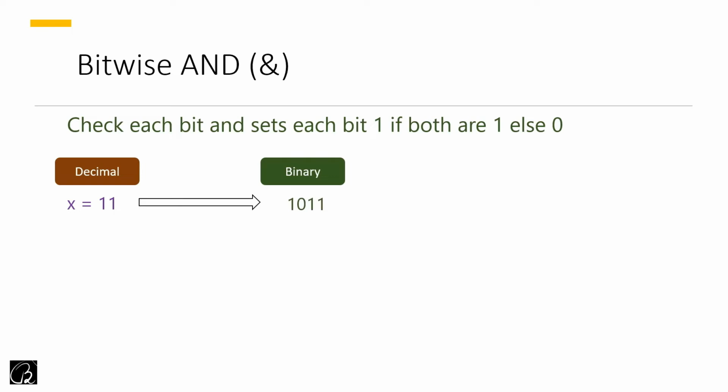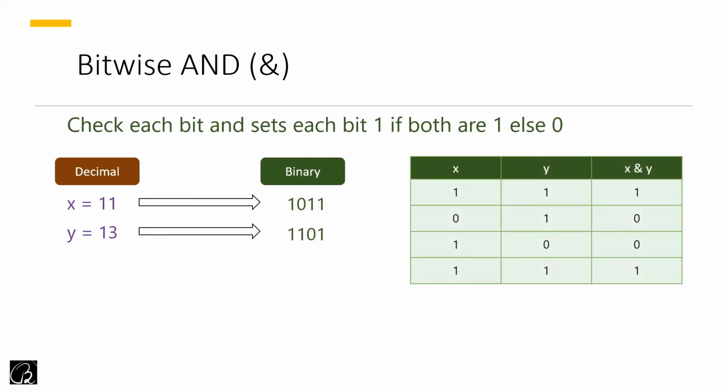Let's take one more number. Let's say that is y, that is 13. If I convert it into binary, we'll be getting 1101. So these all are bits, like 1, 0, 1, 1. Now in order to get x bitwise AND y, first we have to check each bit by bit. So in this table you can see we have 1011 for x, 1101 for y.